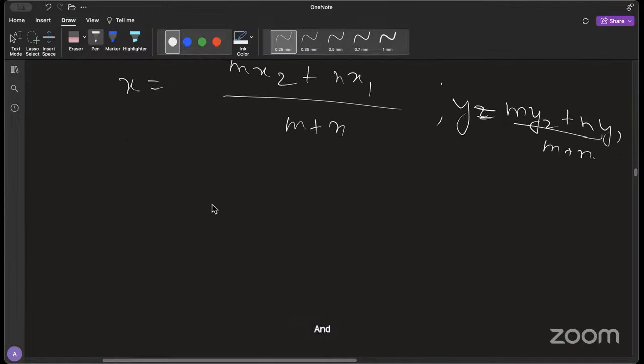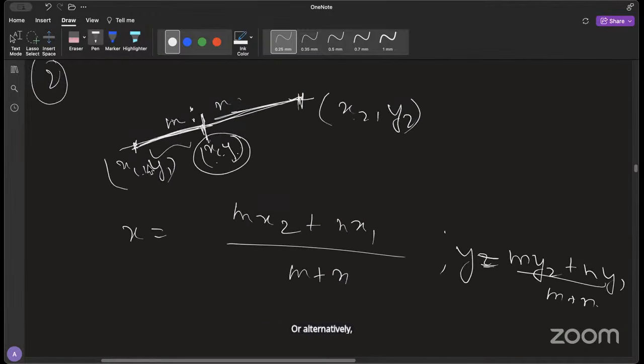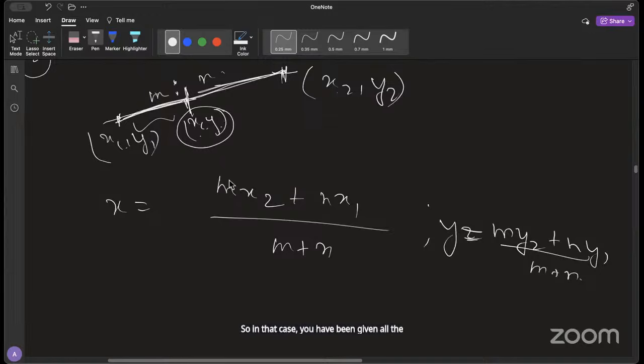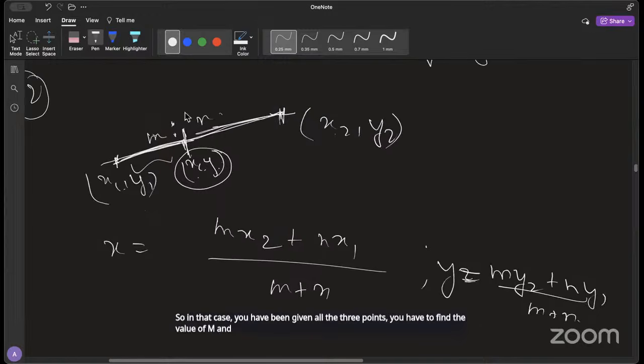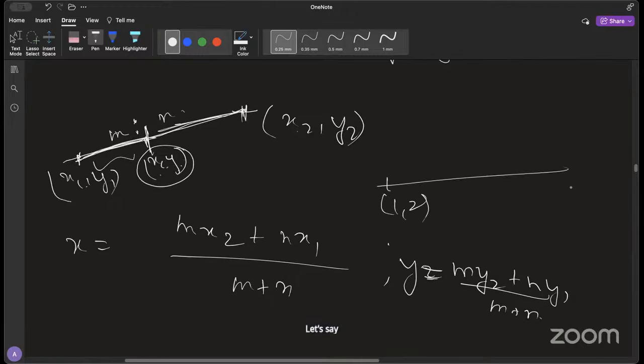Alternatively, you could be given all three points and asked to find the ratio in which the point cuts the line. Questions could be framed in different manners. In that case, you have to find the values of m and n. We don't even know if these lie on a straight line or not, but we're taking it just for the sake of this example.